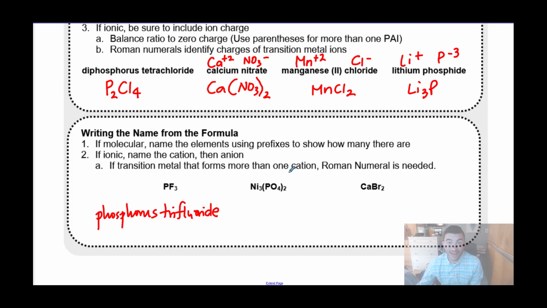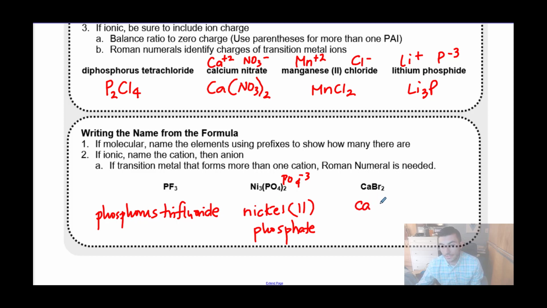Ni3(PO4)2, I recognize phosphate. This is ionic. The cation is a nickel cation. The anion is a phosphate anion, so the name is nickel phosphate. But I have to include a Roman numeral because nickel's a transition metal that can form different charged cations. And if we do some backwards work, I know each phosphate has a -3 charge, and there's 2 of them here, so that would be like a -6 total. There's 3 nickels to balance it out, so each nickel must be +2, so nickel(II) phosphate.